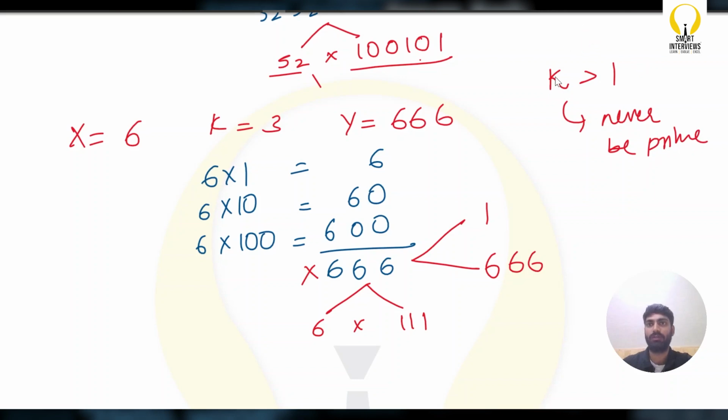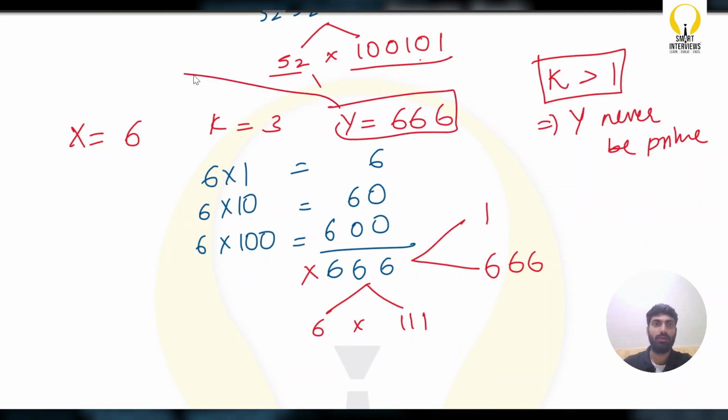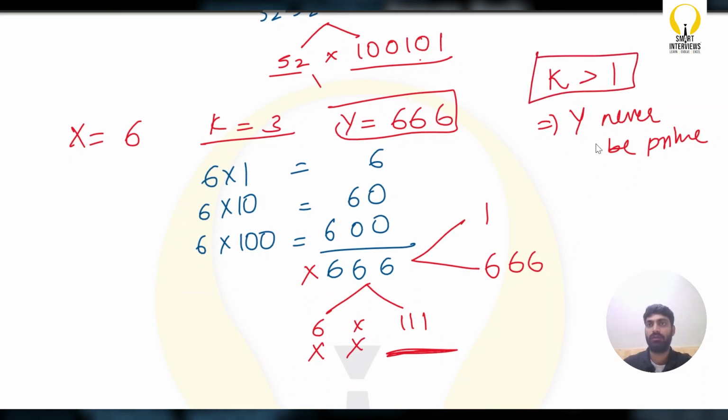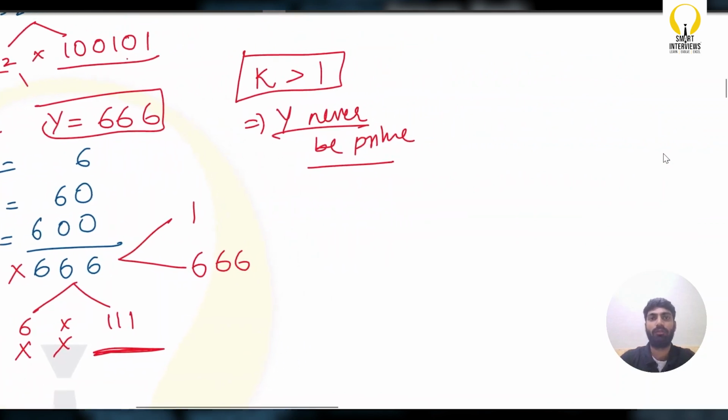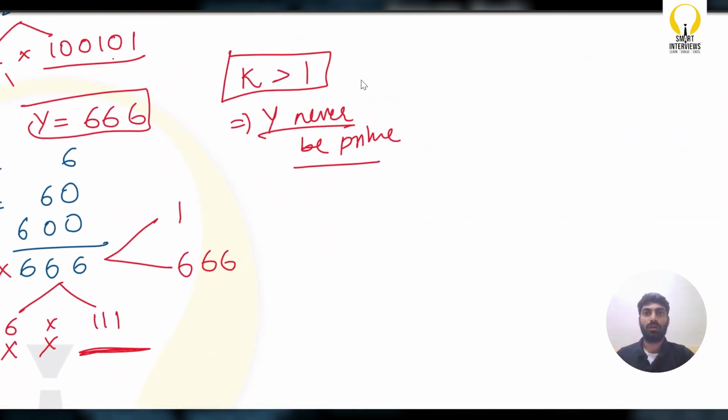Irrespective of what x is, if k is greater than 1, that number y can never be prime, because we are generating y using x by arranging it some number of times. That means I can always divide with x by some factor. So for k greater than 1, y can never be prime. Okay, so what if k is 1?